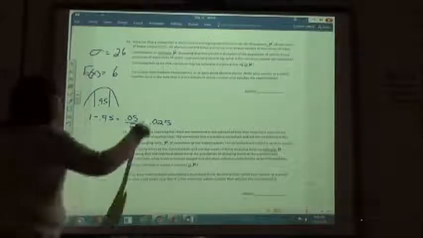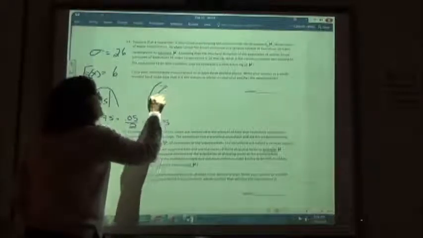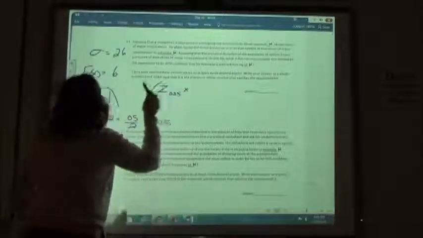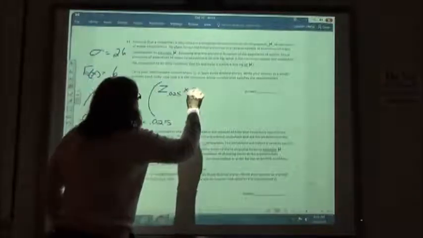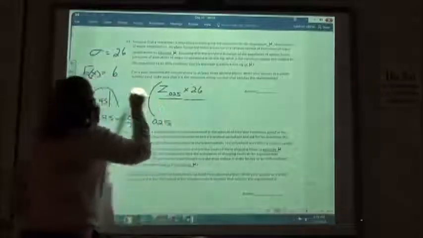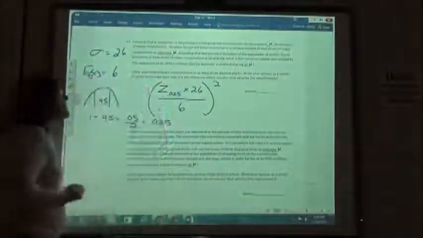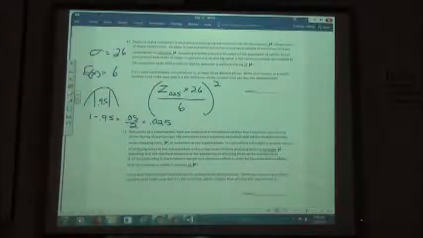So in our formula, we're going to have z sub 0.025 times the standard deviation, which is 26, divided by our estimated mean, which is 6, and then we're going to square that. Let's put that in without worrying about the highlighting and see if we get the same answer. We get that all written down.